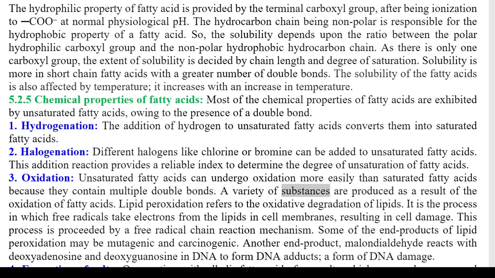A variety of substances are produced as a result of the oxidation of fatty acids. Lipid peroxidation refers to the oxidative degradation of lipids. It is the process in which free radicals take electrons from the lipids in cell membranes, resulting in cell damage. This process proceeds by a free radical chain reaction mechanism.